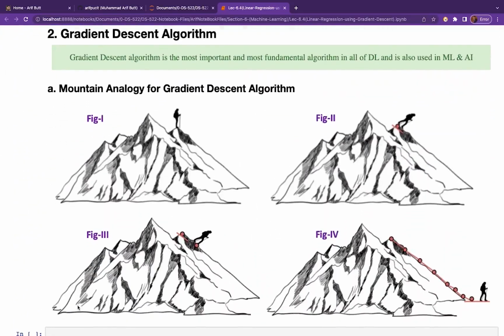My dear students, we are done with section 1. I'm sure that after understanding the concepts discussed in this section about derivatives, gradients, and finding the minima and maxima of a function, the understanding of the gradient descent algorithm will be a piece of cake for you now. And let me start by saying that the gradient descent algorithm is the most important and most fundamental algorithm in all of deep learning and is also used in machine learning and artificial intelligence. In fact, I will not be wrong if I say that without gradient descent, deep learning would not have existed.